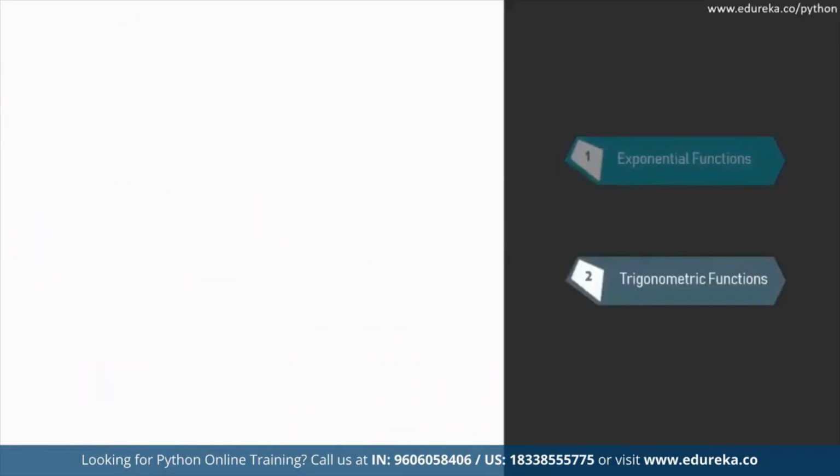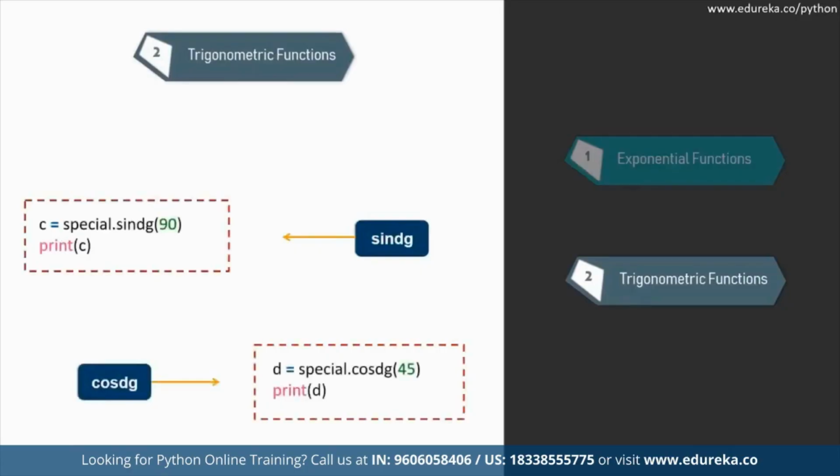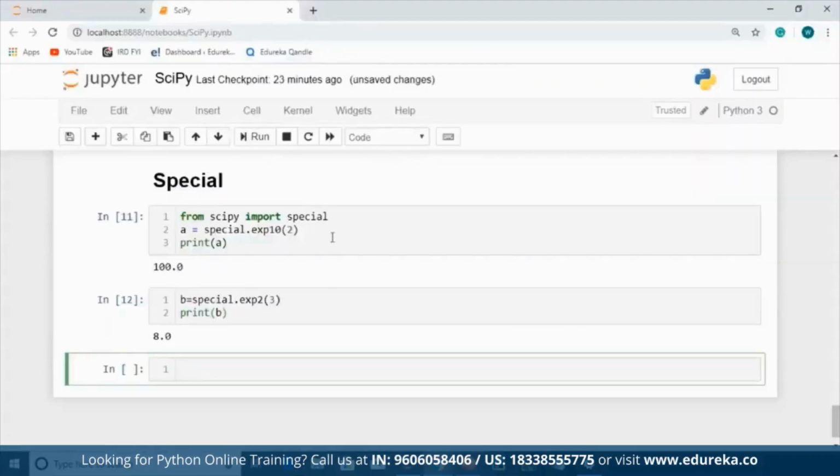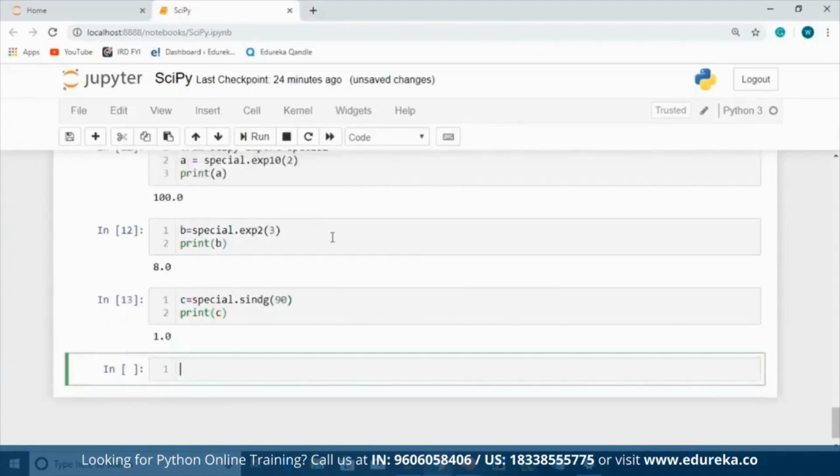SciPy provides a number of functions that deal with trigonometry. Using these functions, you can calculate anything such as sine, cos, tan, etc. So now let's get back to our Jupyter notebook and see how this works. Okay, so I'll take another variable, say c, and then I'll calculate the sine value of 90 degrees. I'll use the sindg function, and I'll pass the value as 90. After this, I'll just print c. As you can see, the sine value of 90 degrees is 1.